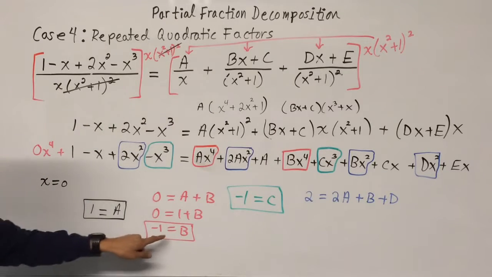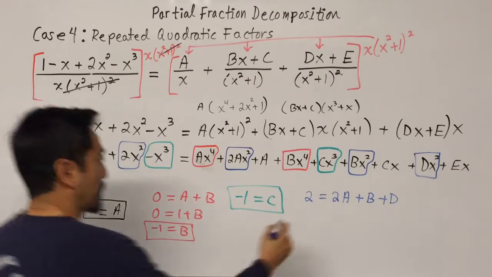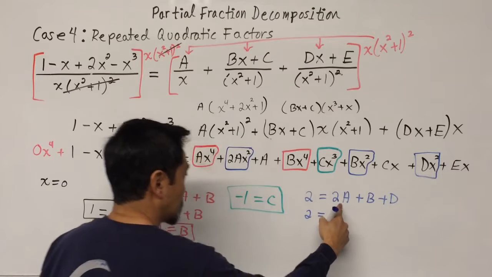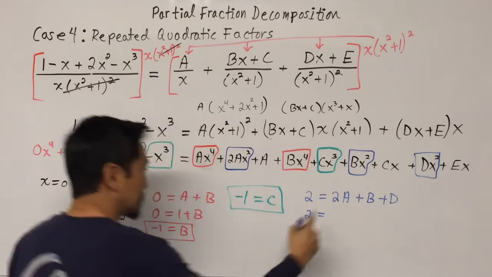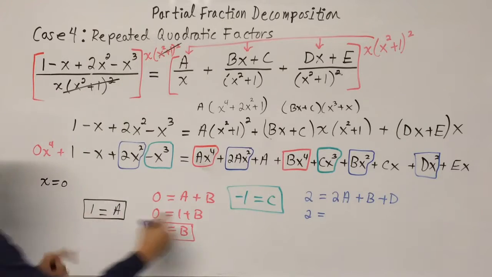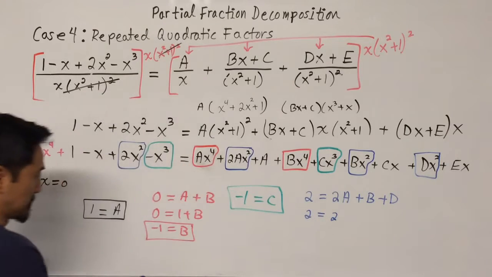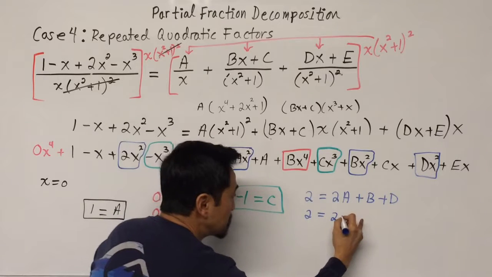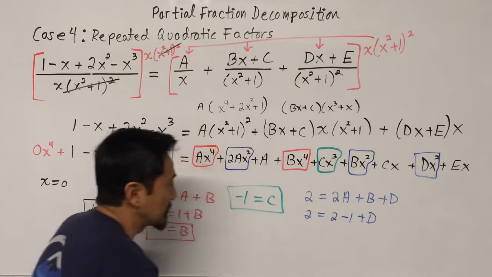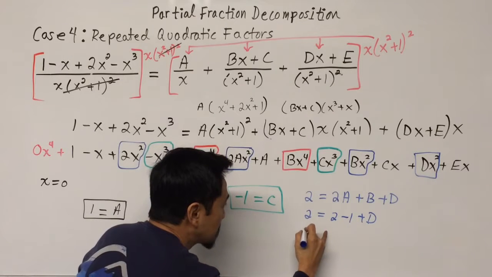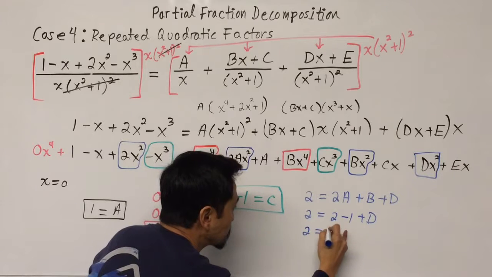But we already know what a and b are. Okay? So a is what? 1, right? Remember a is 1. So it gives me 2 now. B is -1 plus d. So now that tells us that d is 1. Right?